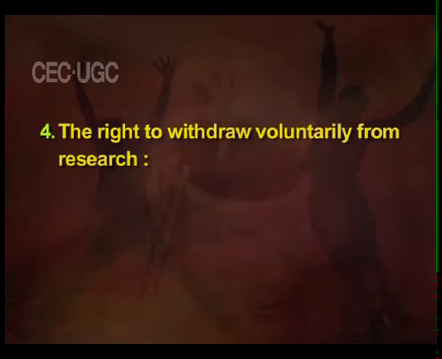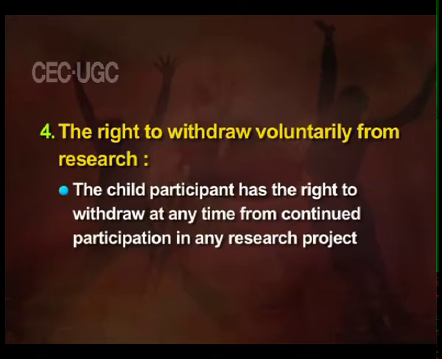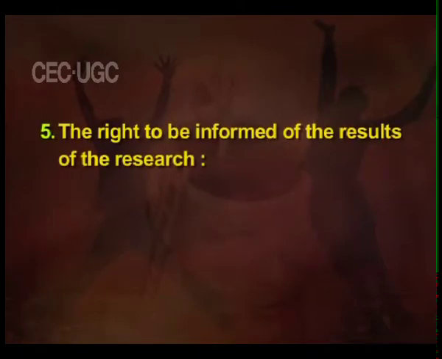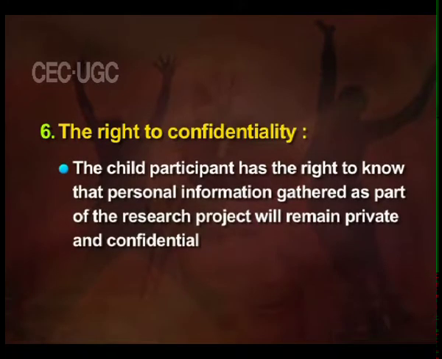Fourth, the right to withdraw voluntarily from research. The child participant has the right to withdraw at any point from continued participation in any research project. Next is the right to be informed of the results of the research. Every child has the right to know the results of the research project. Sixth is the right to confidentiality. The child participant has the right to know that personal information gathered as part of the research project will remain private and confidential.